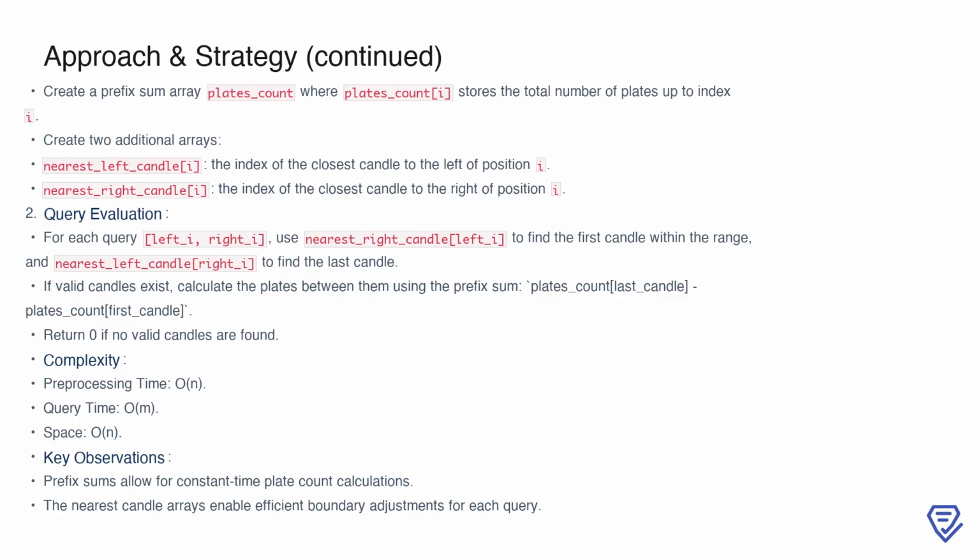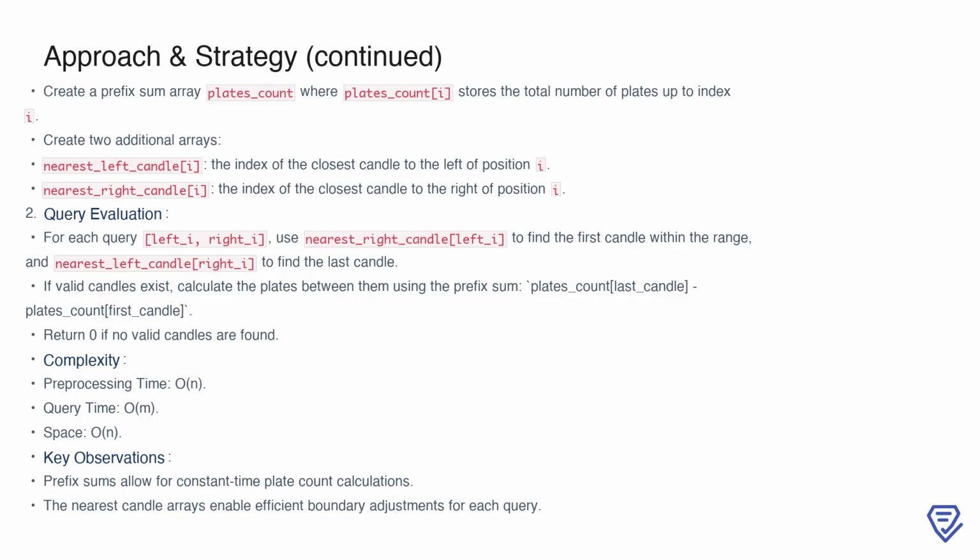Once pre-processing is complete, we can evaluate each query efficiently. For a given range, we use nearest_right_candle to locate the first valid candle within the range and nearest_left_candle to find the last valid candle. If candles are found, we calculate the number of plates between them using the prefix sum array by subtracting the cumulative counts at the two boundaries. If no valid candles exist, the result is simply 0.